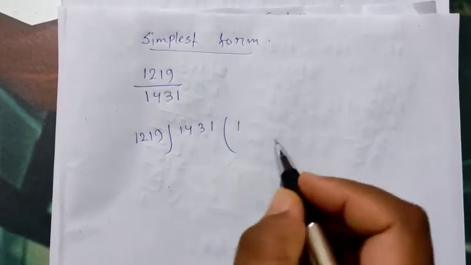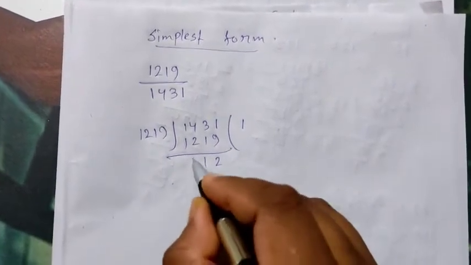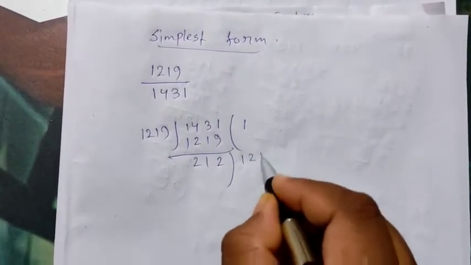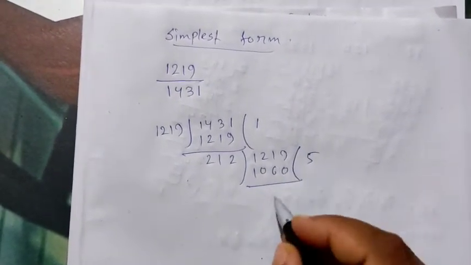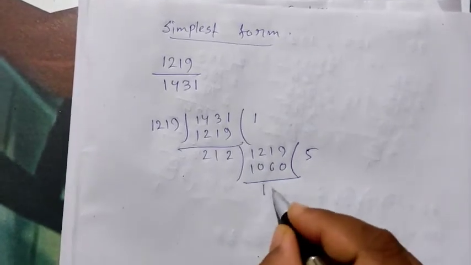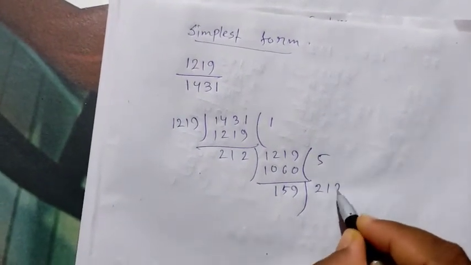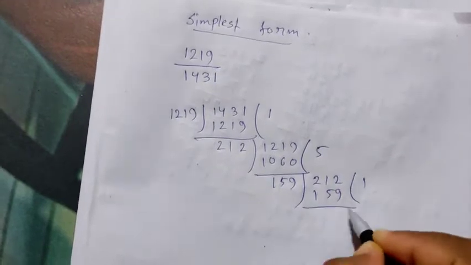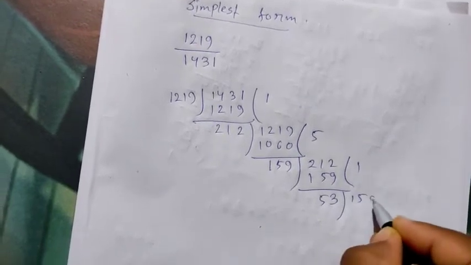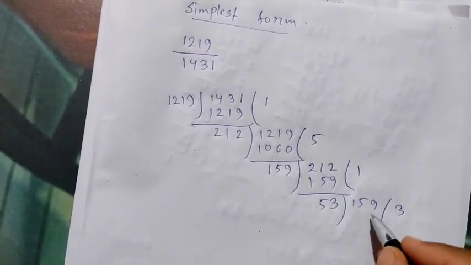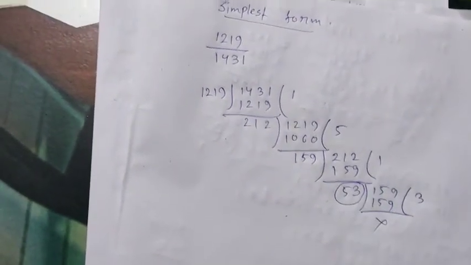So 1219, ones are 1219. If we subtract them, what we are getting? 212. Then it's going by 5, 1060. If you subtract it, 219 minus 60, it will be 159. Then 159 will be the divisor. Ones are 159, and the remainder you will get 53. So by 53, if you divide 159, it will go 3 times. So 53 is the HCF.